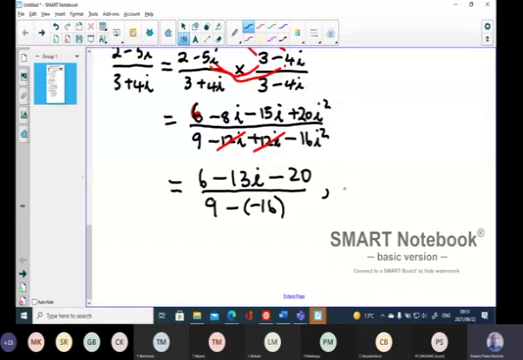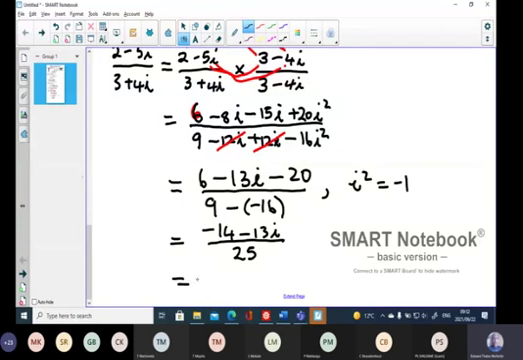So here we have used the fact that i squared is equal to minus 1. That's what has changed our expression. This is equivalent to 6 minus 20. This will give me minus 14 minus 13i. Okay, I'm just checking if I have made a mistake. All over 25.